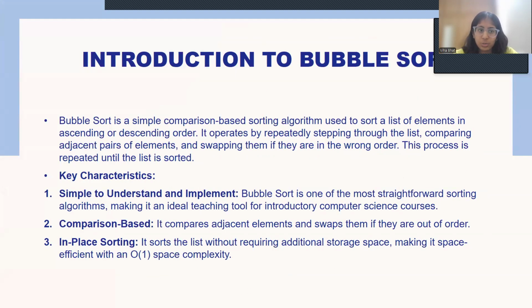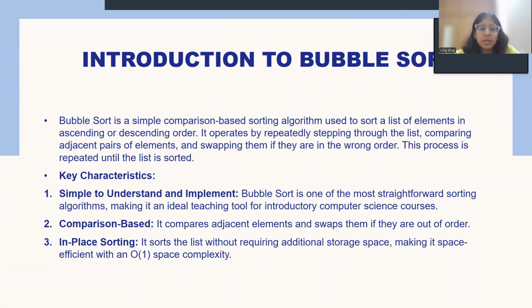Next is introduction to bubble sort. So what is bubble sort? It is a simple comparison-based sorting algorithm used to sort a list of elements in ascending or descending order. It operates by repeatedly stepping through the list, comparing adjacent pairs of elements and swapping them if they are in the wrong order. This process is repeated until the list is sorted.